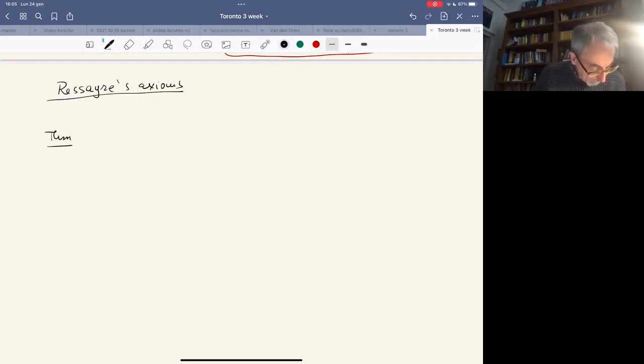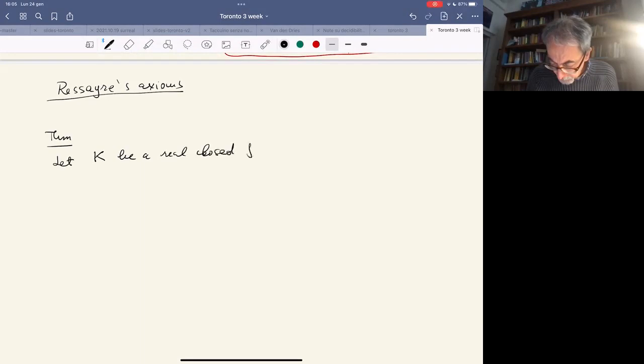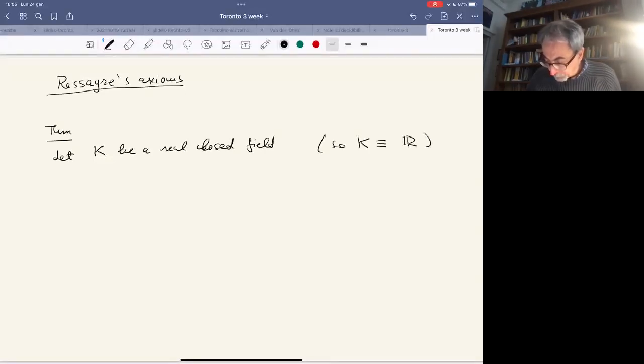I will phrase the theorem in a slightly non-standard form. I hope it's correct; you correct me if I'm wrong. So let K be a real closed ordered field, so something elementarily equivalent to the reals. Remember that a real closed field is an ordered field with the property that every polynomial with coefficients in K which changes sign has a root in K. For instance, the reals themselves, but not the rationals, because x squared minus 2 changes sign in the rationals but doesn't have a root, because square root of 2 is not there. So let K be a real closed field.